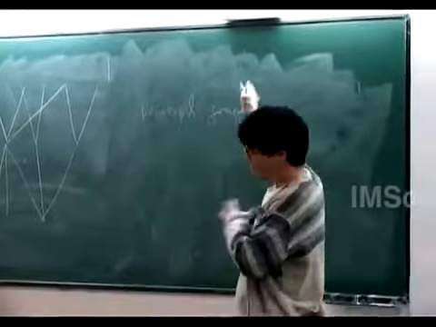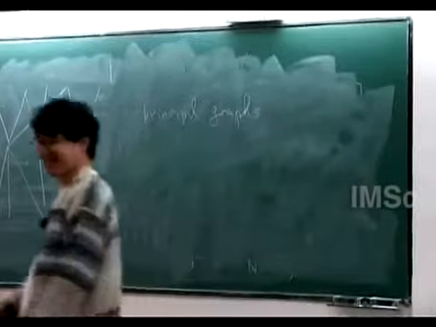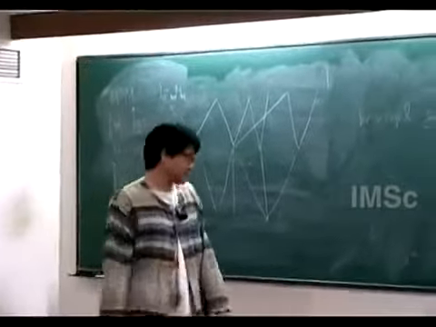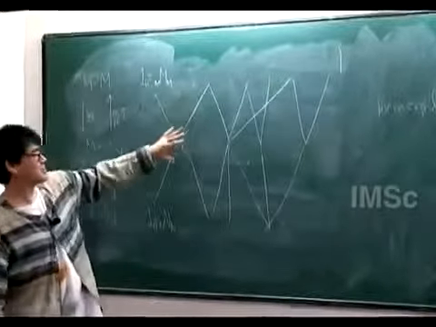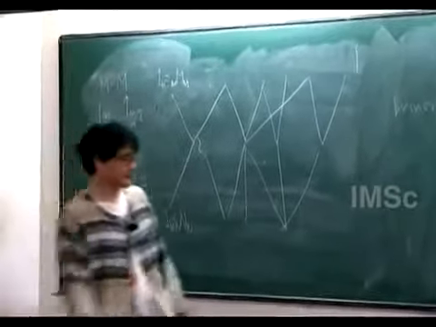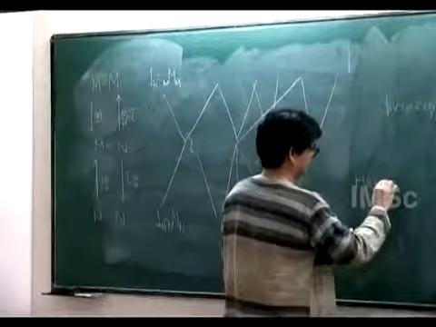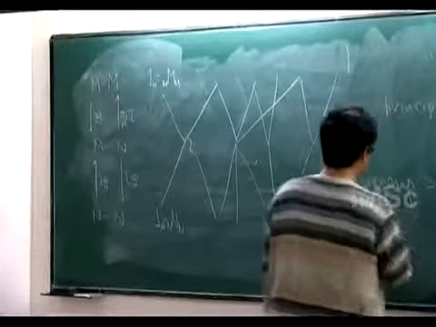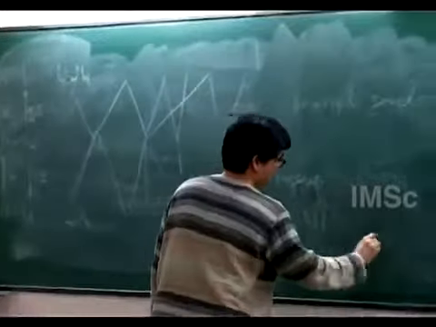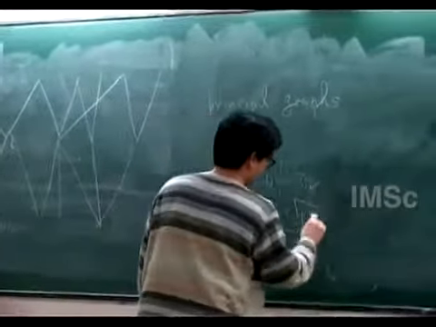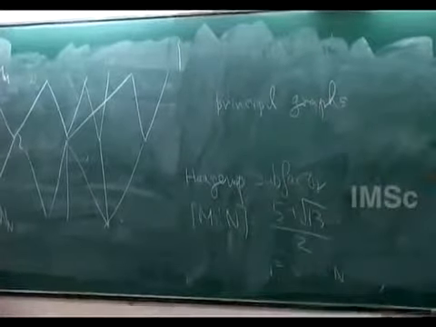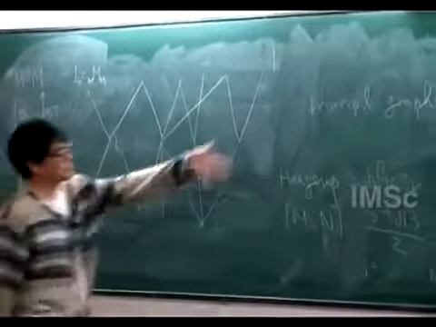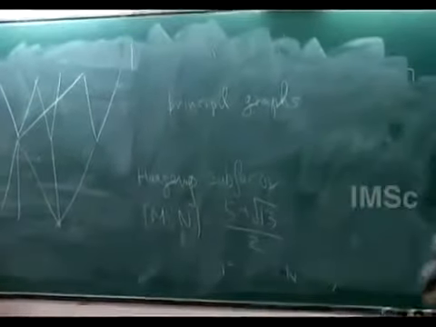So I never remember which is the principal graph and which is the dual principal graph. So let's say you have two principal graphs, and these graphs are those of the so-called Haagerup subfactor of index (5 plus square root 13) over 2. Right.